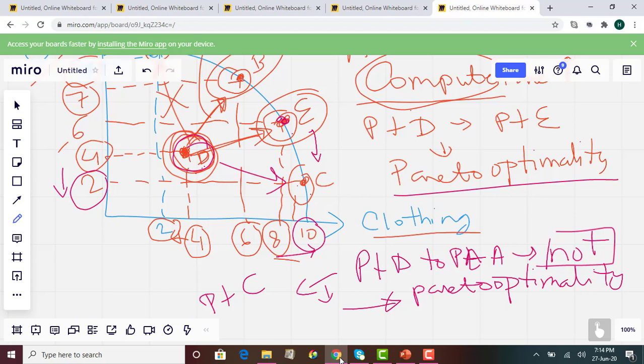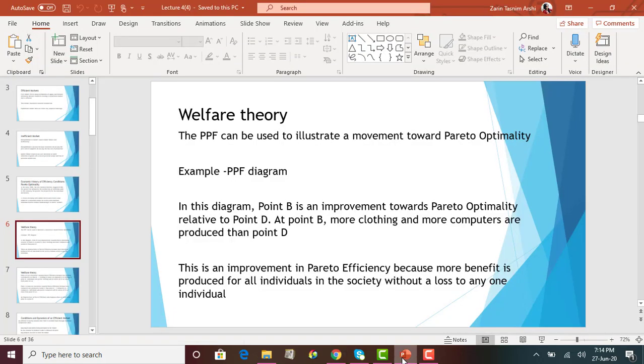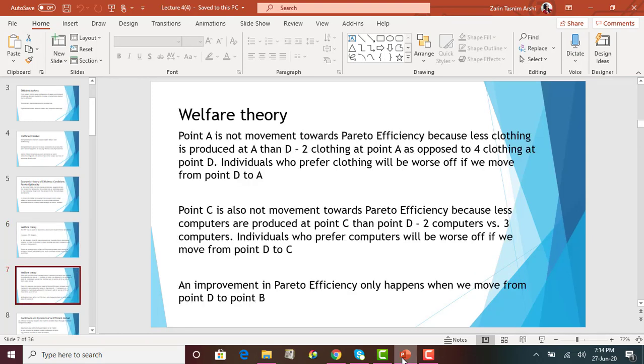And whenever we move from an inefficient point to an efficient point, given the output of both products increases, only then do we have Pareto optimality. Like if you see, from point D to point C, we are moving from an inefficient to an efficient point, but it's still not Pareto optimality, because the output has not increased for both goods. So there's opportunity cost. So hopefully that clarifies what Pareto optimality means. Okay, and the slide gives you more explanations on what I just told you.